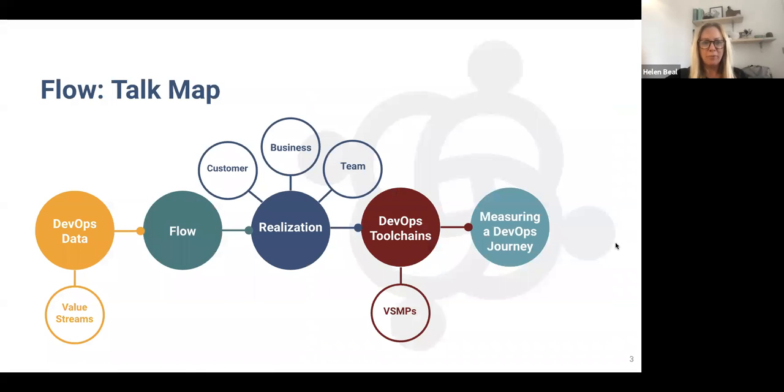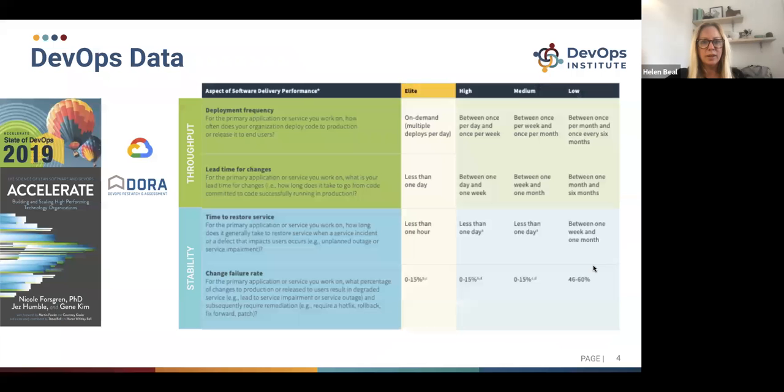So the talk map for us, we're going to start by talking about that DevOps data and how that relates to value streams and what they are. And then we'll talk about flow, and we'll talk about realization through three different lenses. So the lens of the customer, the business, and the team. Then we'll link that to a conversation about DevOps tool chains and the value stream management platforms themselves. And then we'll finish by talking about how to use all of this to measure your progress in a DevOps journey. So first of all, let's talk about some DevOps metrics.